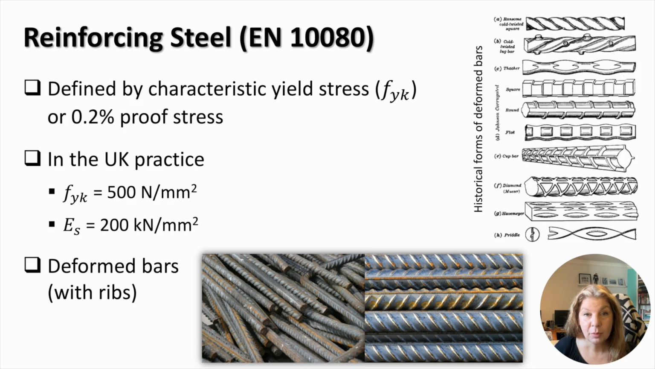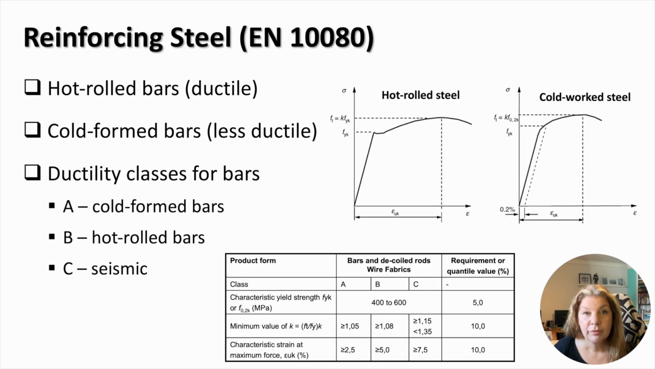Different forms of deformed bars were used in the past, and here you can see a few historical examples of deformed reinforcing bars. Reinforcing bars can be manufactured using two different processes, hot rolling or cold forming. Hot rolled bars are more ductile, while cold formed bars are less ductile. The stress-strain curves describing tension behaviour of these two types of bars are shown on the right.